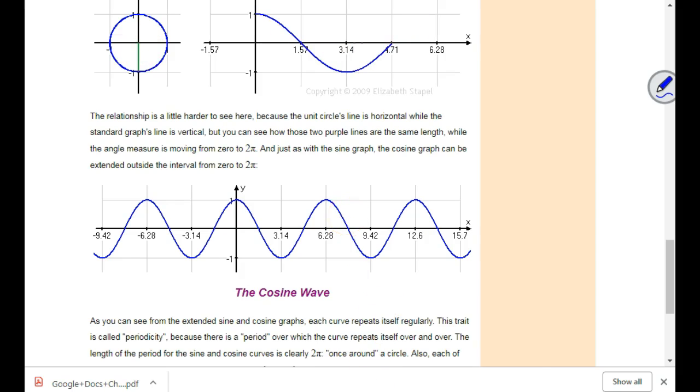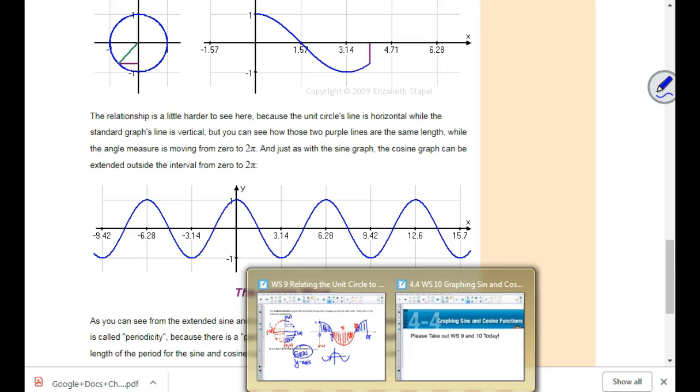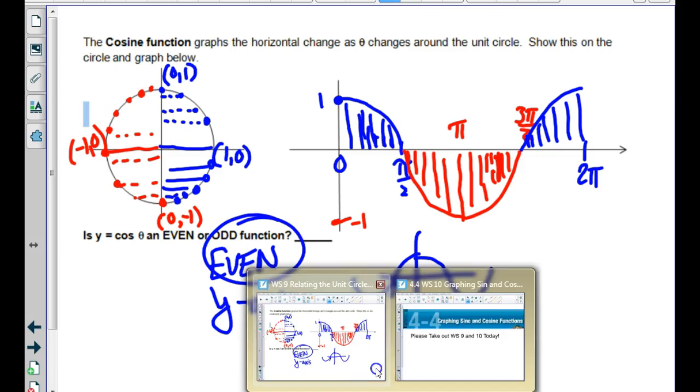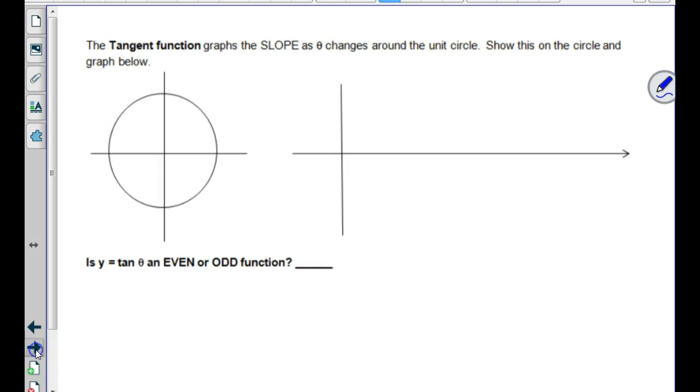Now, tangent is the one students struggle the most with, and tangent's not actually on your homework, but I do want to do the introduction to tangent today. Tangent is actually the slope. This is a huge concept in trigonometry, that tangent is slope, because the definition of tangent is we put y over x, or sine over cosine. Does that sound familiar?